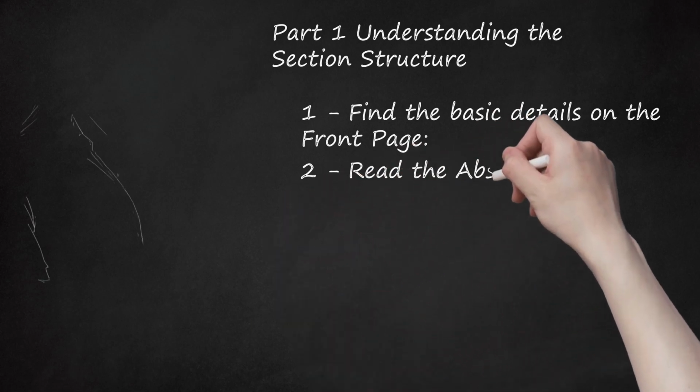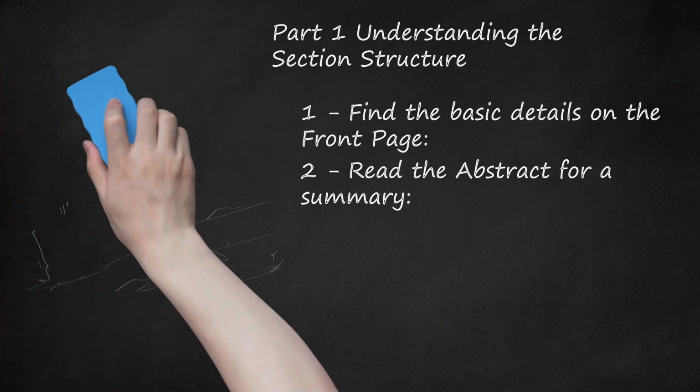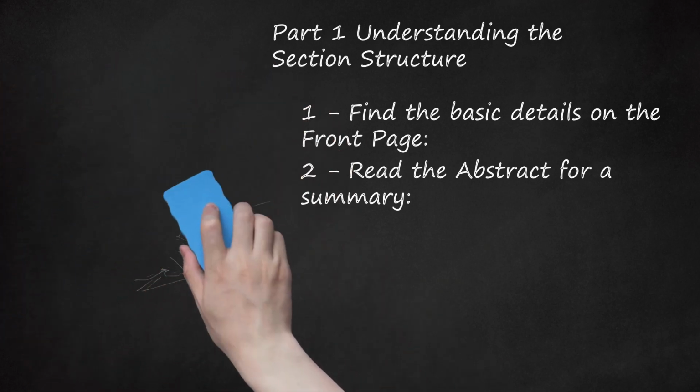2. Read the abstract for a summary. The abstract is a short summary of what the study is about. You will find the topic of the research, how it was done, information about the sample, hypotheses, main results, and a preview about the points that are discussed.